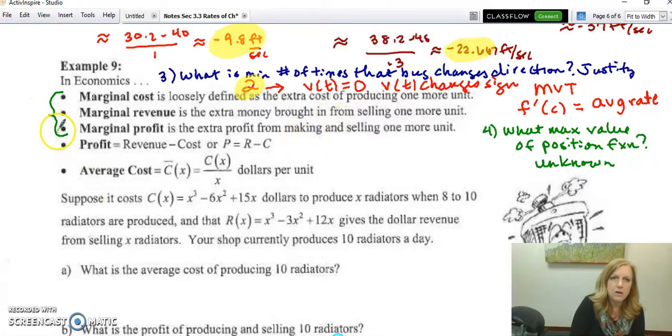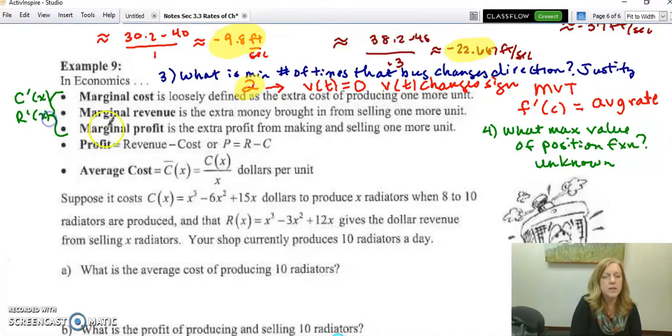But what these really are is this idea, because most of the time you are not going to know a cost function, a revenue function, and a profit function. What you are going to know is some information about the derivatives, how fast these things are changing. These marginals are nothing more than derivatives. The marginal cost is the derivative of the cost function, the marginal revenue is the derivative of the revenue function, and the marginal profit is the derivative of the profit function.